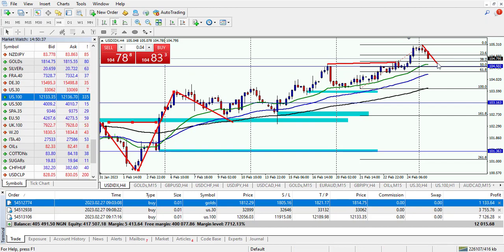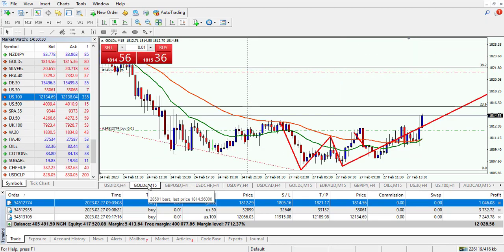So the dollar is retracing to the downside. That suggests that gold will push to the upside, and that is what gold is doing. The index will also push further to the upside. US 30, they will move upward. Of course, that same thing is happening.